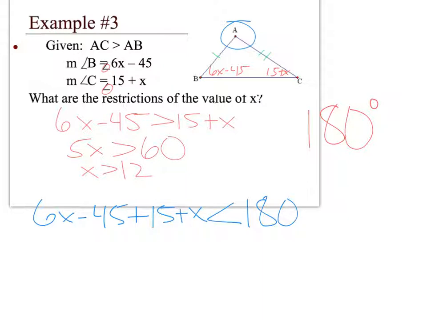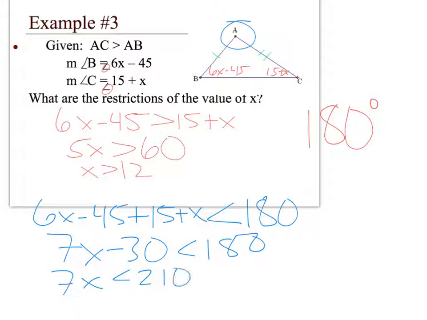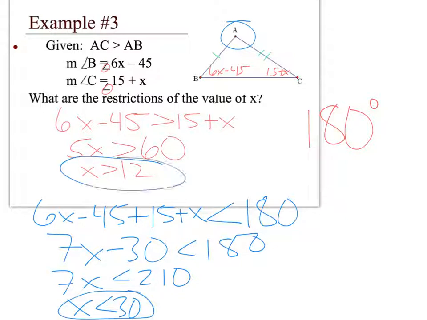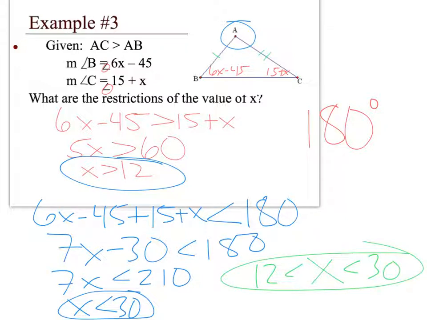Let's solve. 6 and 1 gives me 7x minus 30. When I combine those, I get 180. 7x is less than 210 when I add 30, so x is less than 30. So these are my restrictions. x is greater than 12 and it's less than 30. You could even write it out as a compound inequality with x in the middle: x is greater than 12, less than 30, or you can list them both individually with an and between.